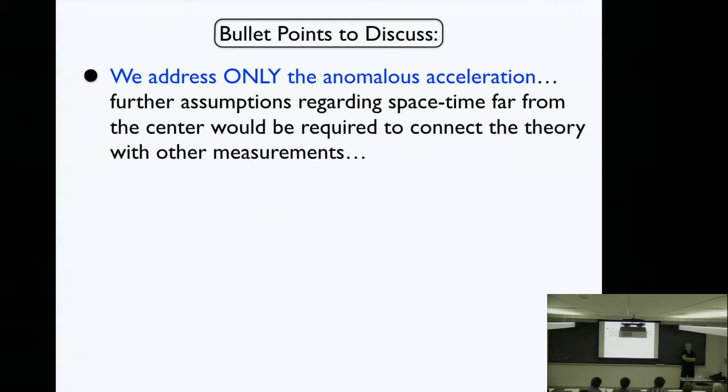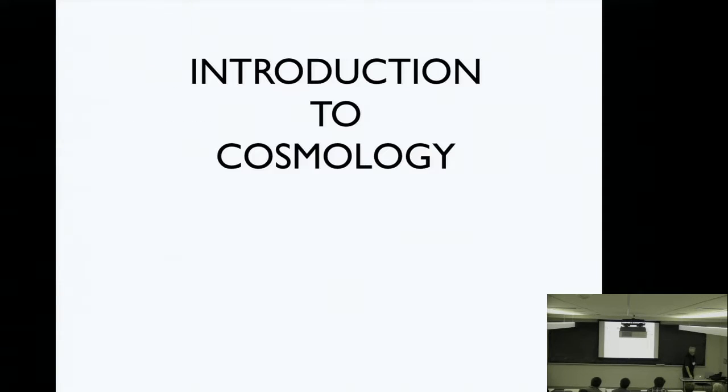I also want to say this. We're not trying to solve all of the problems in cosmology. Well, we'd like to. That would be great. We're not. We're just looking at the anomalous acceleration problem and interpreting this instability in the model. And the model, I think, stands on its own, independent of how we fit other measurements in. To accommodate other measurements, you need further assumptions beyond the center, as you'll see. So those are the bullet points.